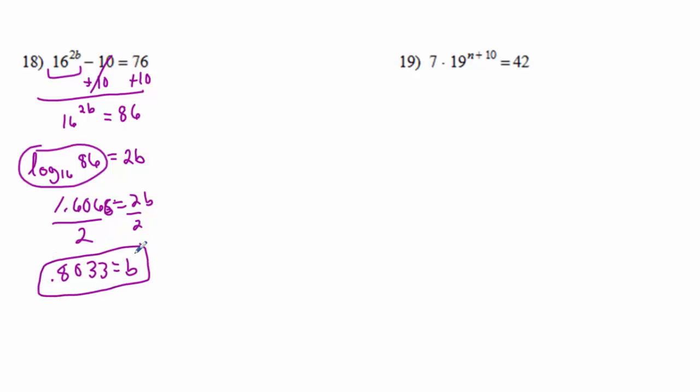Could you leave it as like 1.6066 over 2? I guess if it was free response, you could. But if it was multiple choice, you'd have to look for the 0.8033.